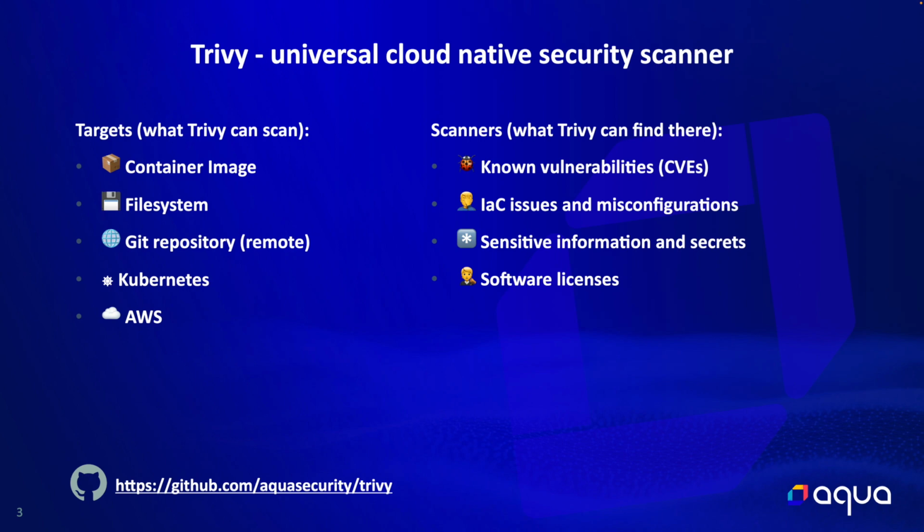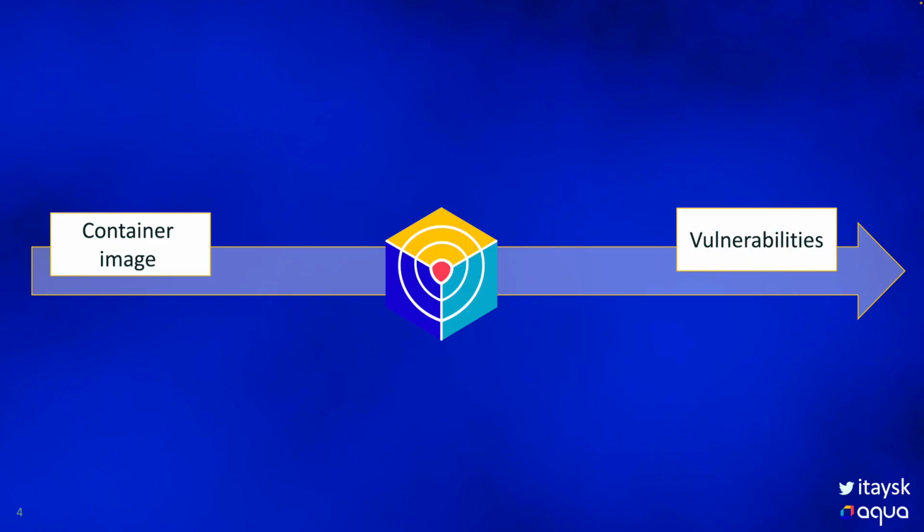It can scan for misconfigurations in infrastructure as code files. It can find secrets in there. It can analyze the software licenses, and Trivy is fully open source on GitHub. You can go after this quick talk and check it out. So back to our agenda. So we have a container image and we wanted to scan it and produce the vulnerabilities report.